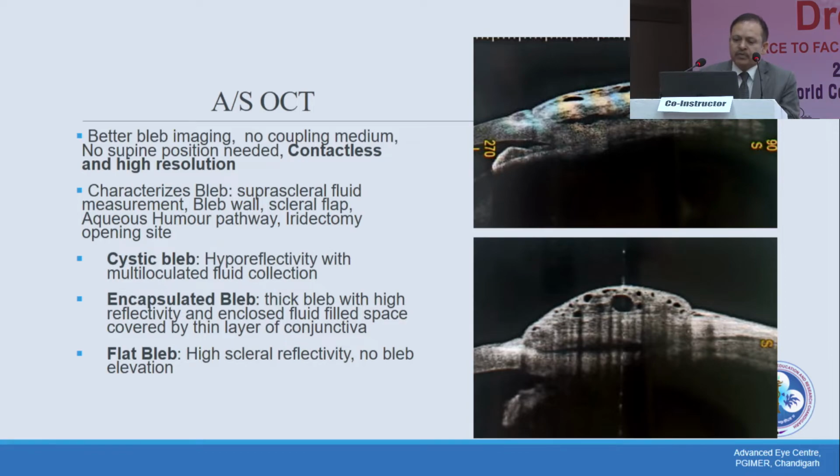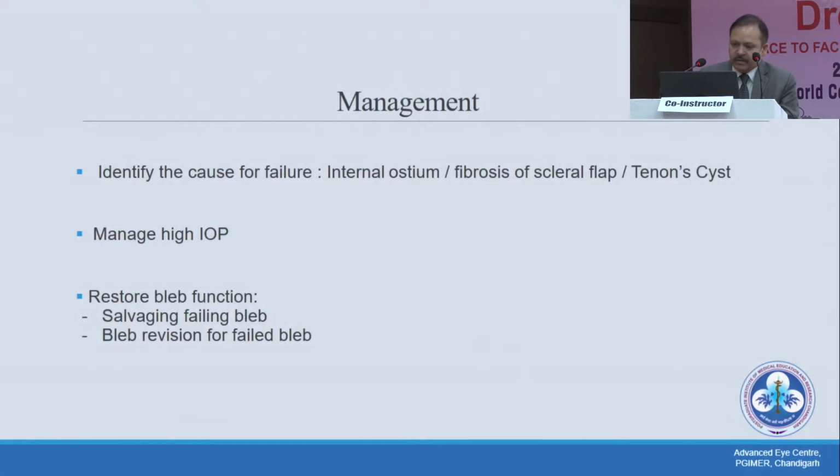And cystic Bleph is usually hyporeflective with multiloculated fluid collection, and encapsulated Bleph is a thick Bleph with high reflectivity and enclosed fluid-filled spaces covered by a thin layer of conjunctiva. And flat Blephs usually give high scleral reflectivity with no Bleph elevation. And these are the pictures of an overfiltering Bleph. The upper one is with multiple fluid pockets and shallow AC, and the inferior is after putting the compression sutures. We can see the limitation of the Bleph and deepening of the AC. So AS-OCT really can help in deciding which strategy is to be applied.